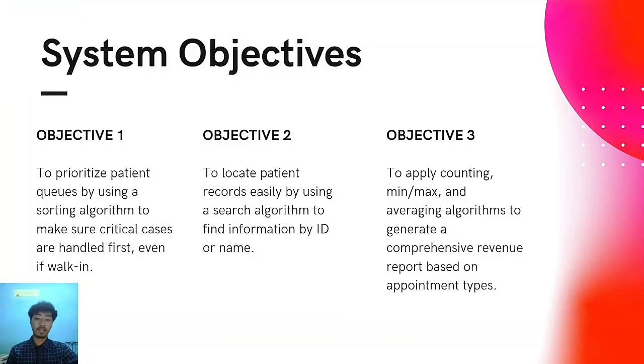Our clinic system accomplishes 3 key objectives. First, to prioritize patient queues by using a sorting algorithm to make sure critical cases are handled first, even if walk-ins. Second, to locate patient records easily by using a search algorithm to find information by ID or name. And for the third, to apply counting, minimum or maximum and averaging algorithms to generate a comprehensive revenue report based on appointment types.